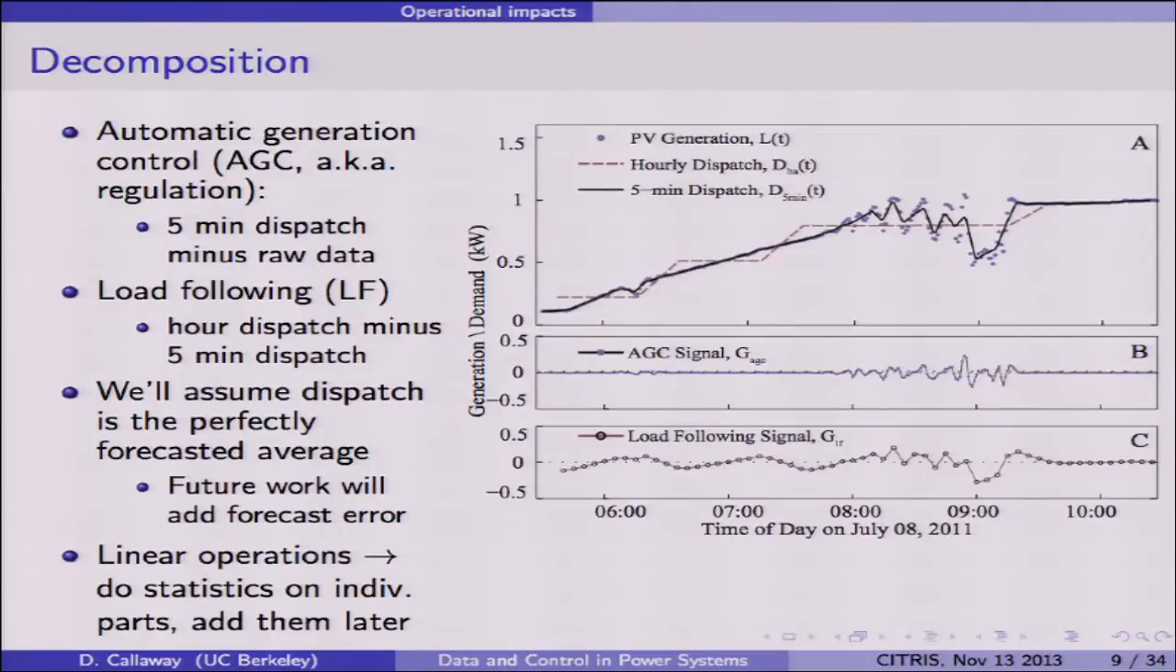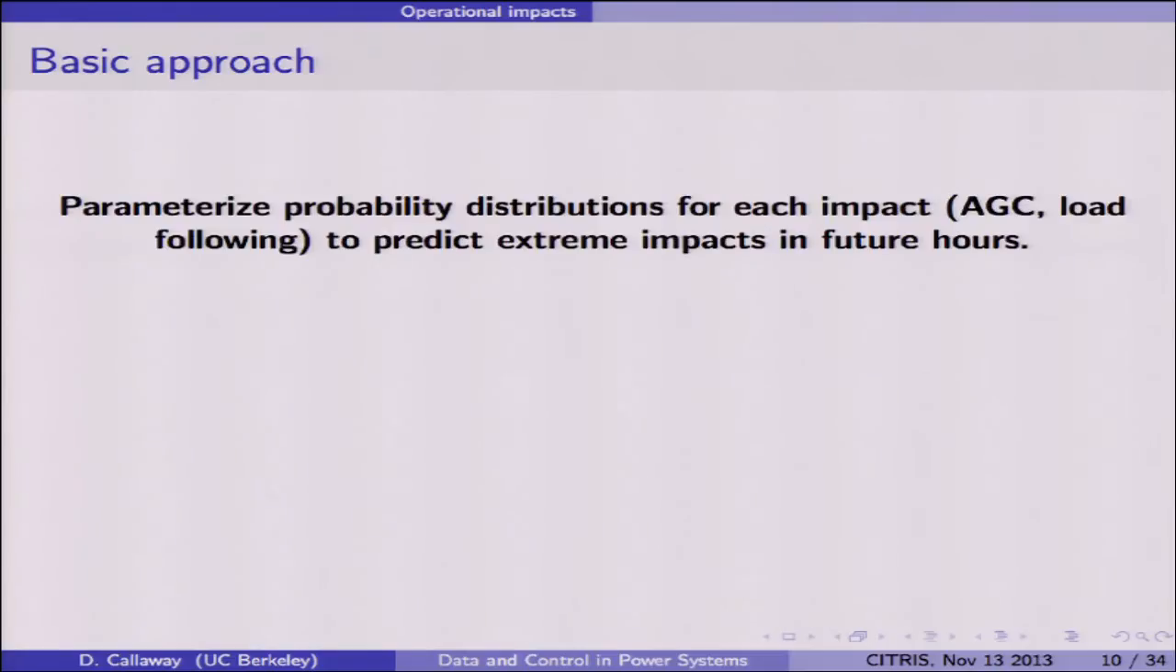So the basic approach is to parameterize the probability distributions of differences. That is, if we think about the difference between the black and the blue or the red and the black, we get a distribution of differences, and we want to characterize that probability distribution. The reason we want to do that is to predict what the tails of that distribution look like. That gives us a recommendation to the California Independent System Operator, for example, for how much load following or automatic generation control capacity they'll need in the future, because they typically plan for extreme events.